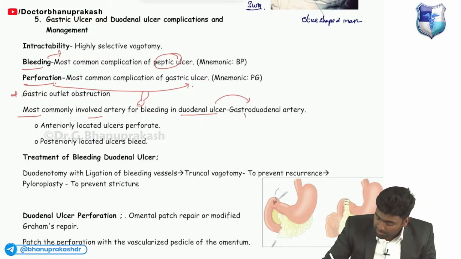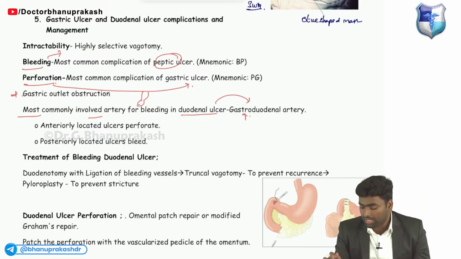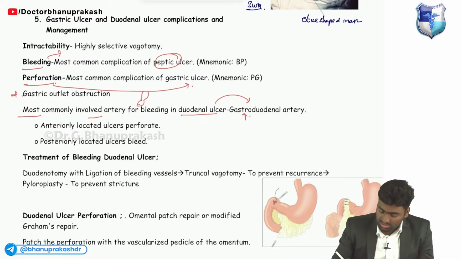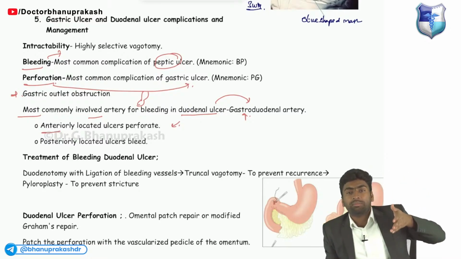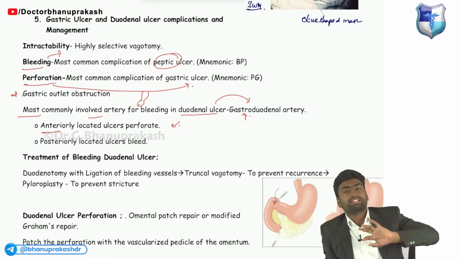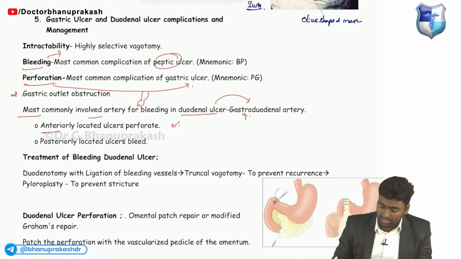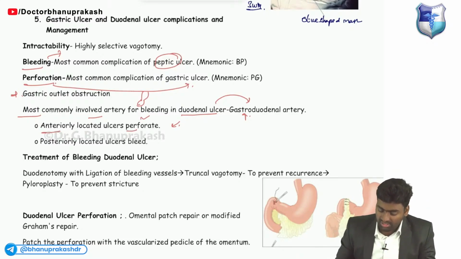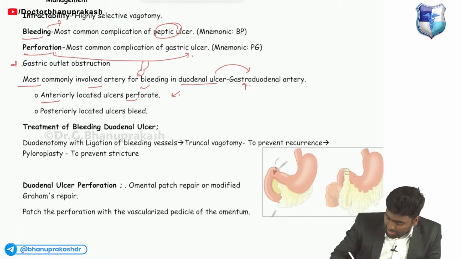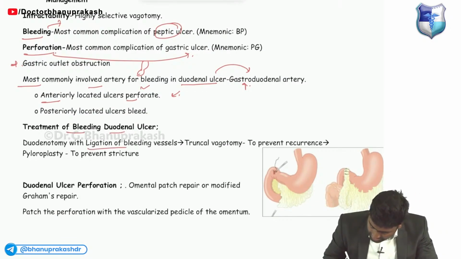So in a case of bleeding from a duodenal ulcer, we need to ligate or repair around the gastroduodenal artery. This artery lies behind the duodenum. That's why it is seen in posterior ulcers, whereas anteriorly the ulcer leads to perforation, and posteriorly it leads to bleeding as a complication. For the treatment of a bleeding duodenal ulcer, we'll ligate the bleeding vessel.